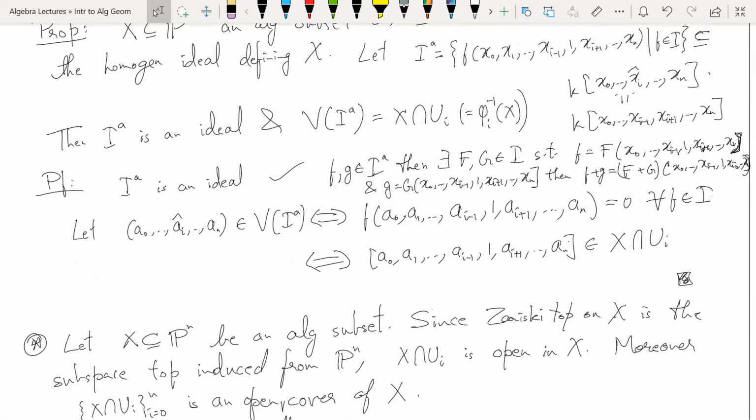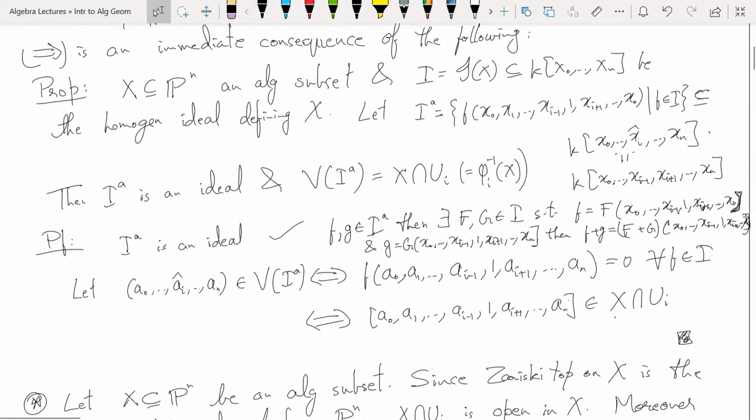So let's take an element of V(I_A). What is an element of V(I_A)? A_0 to A_{i-1}, A_{i+1} to A_n, which we denote by this kind of notation, belongs to V(I_A) if and only if F evaluated at (A_0 to A_{i-1}, 1, A_{i+1} to A_n) is equal to 0 for all F in I, because I_A is made of such polynomials. Yeah, I_A is precisely the collection of these kind of polynomials.